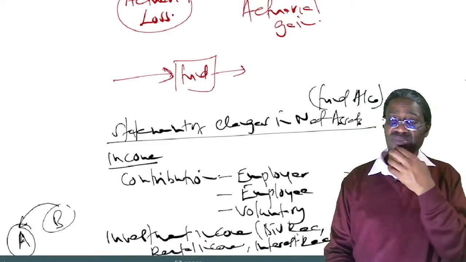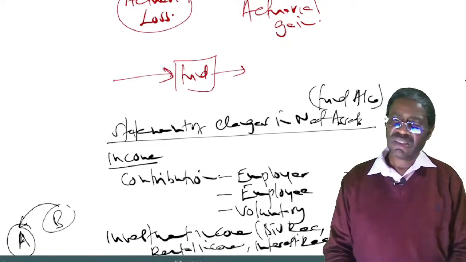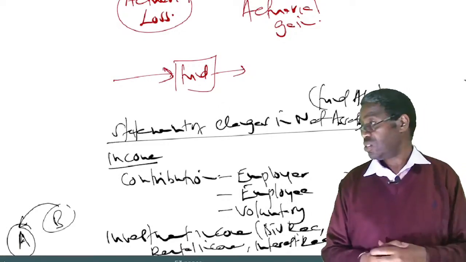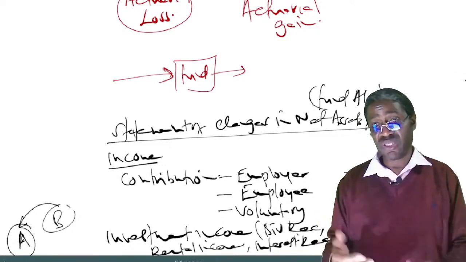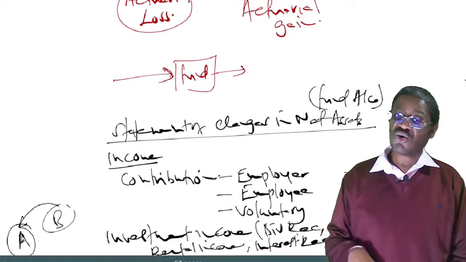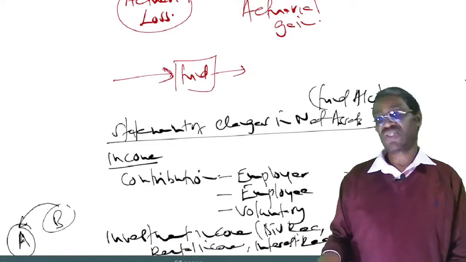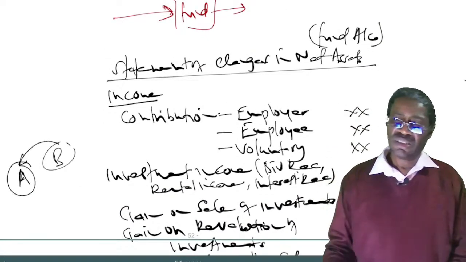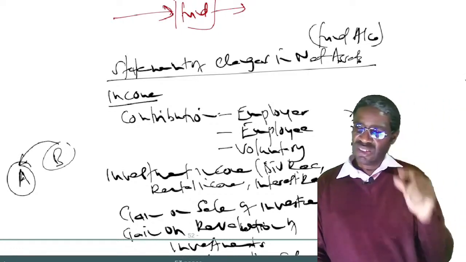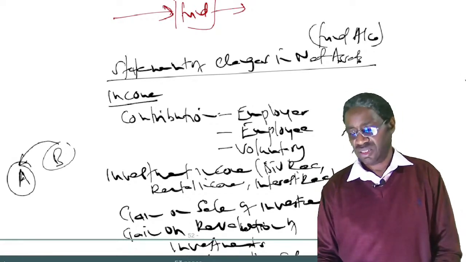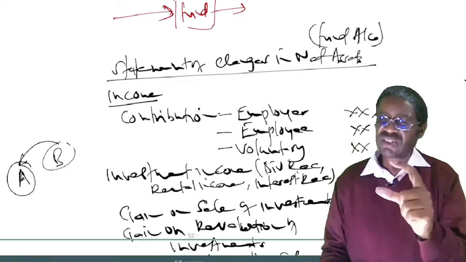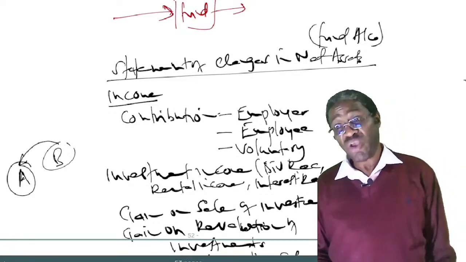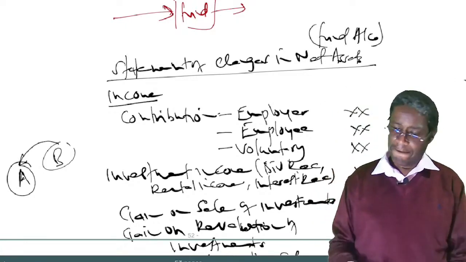Then below that you say this is the equivalent of the profit and loss of a normal business. Number two: statement of net assets. This is the equivalent of a balance sheet of a normal business. Good.